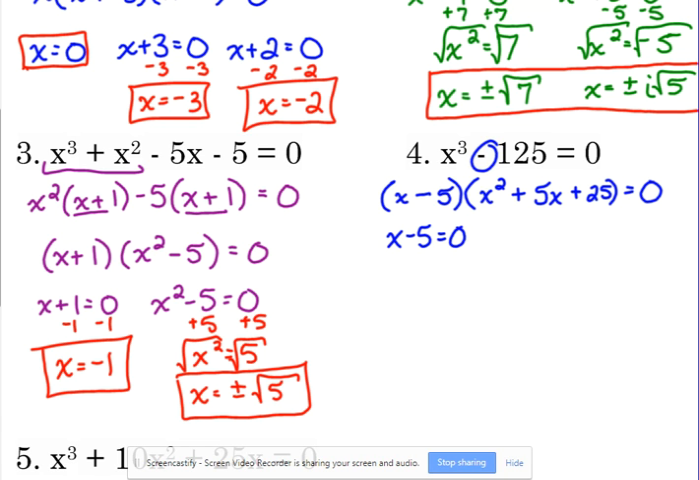All right, so we set x minus 5 equal to 0. Remember, I told you that when we factor perfect cubes, that quadratic doesn't factor. So what's our choice for solving if it doesn't factor?